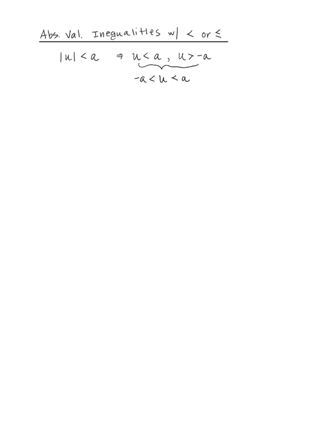Now, the same thing is going to happen with less than or equal to. If you have the absolute value of u is less than or equal to a, how do I drop that absolute value? Well, on the positive side of a, we keep the same inequality, so u is less than or equal to a. But when you take the negative side of a, your inequality sign switches, so therefore we have u is greater than or equal to negative a.